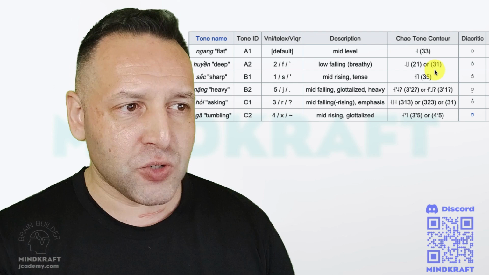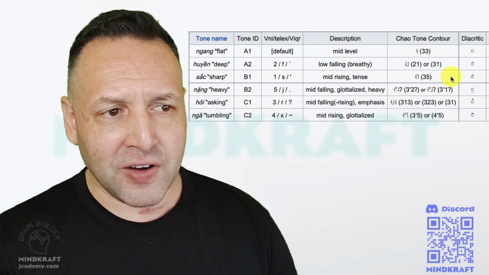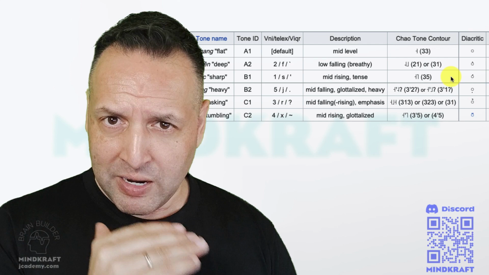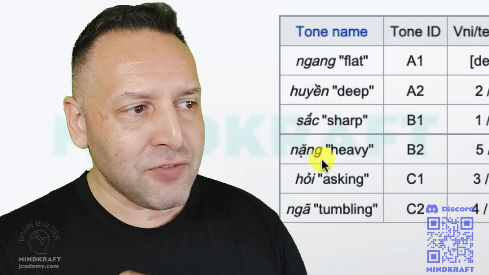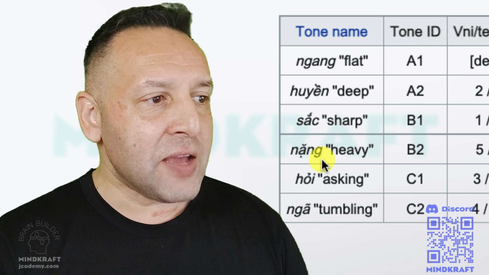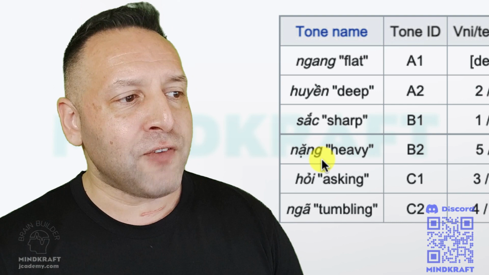Here we have sat, and you can see it's going 3-5. Some might be 2-4. When I say 3-5, 2-4, 1 is the lowest part of my voice. 5 is the highest part of my voice. So this would be sat, sat. Some dialects would be sak or shak. It depends where you are. Then we have this heavy tone, nak, nak or nang, depending on where you are. Then we have the hoi tone or hoi tone, depending on where you are. And finally, we have this broken tone in Northern Vietnamese is ng.